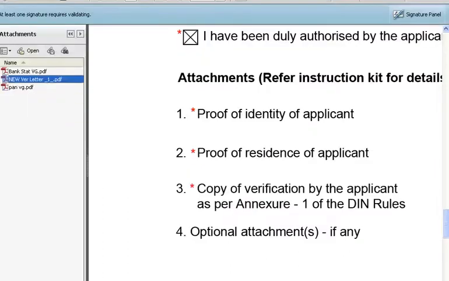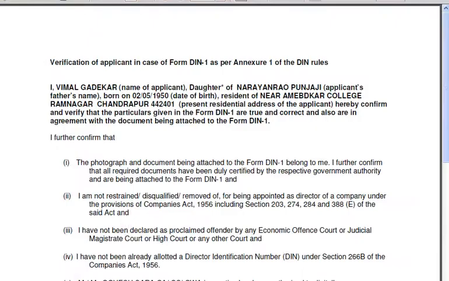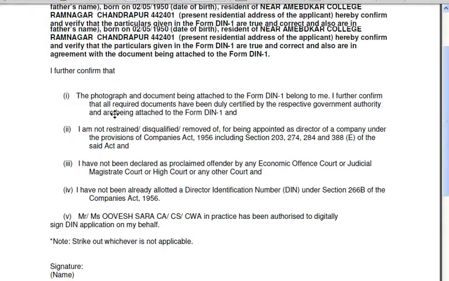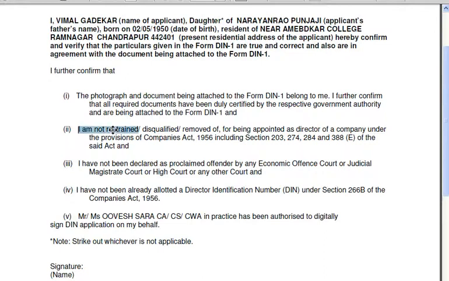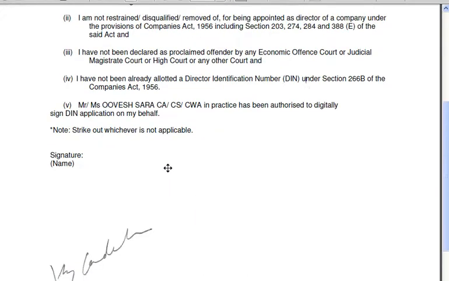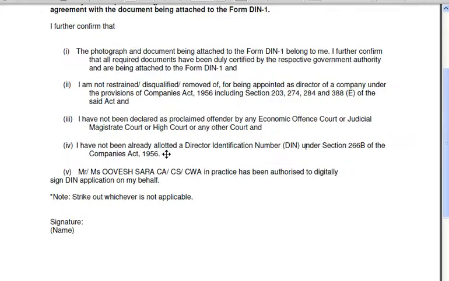The third thing is the verification letter. This verification letter states that this applicant is not disqualified or not removed from being appointed. The applicant is not a proclaimed offender, and other important details which are mentioned in the form.